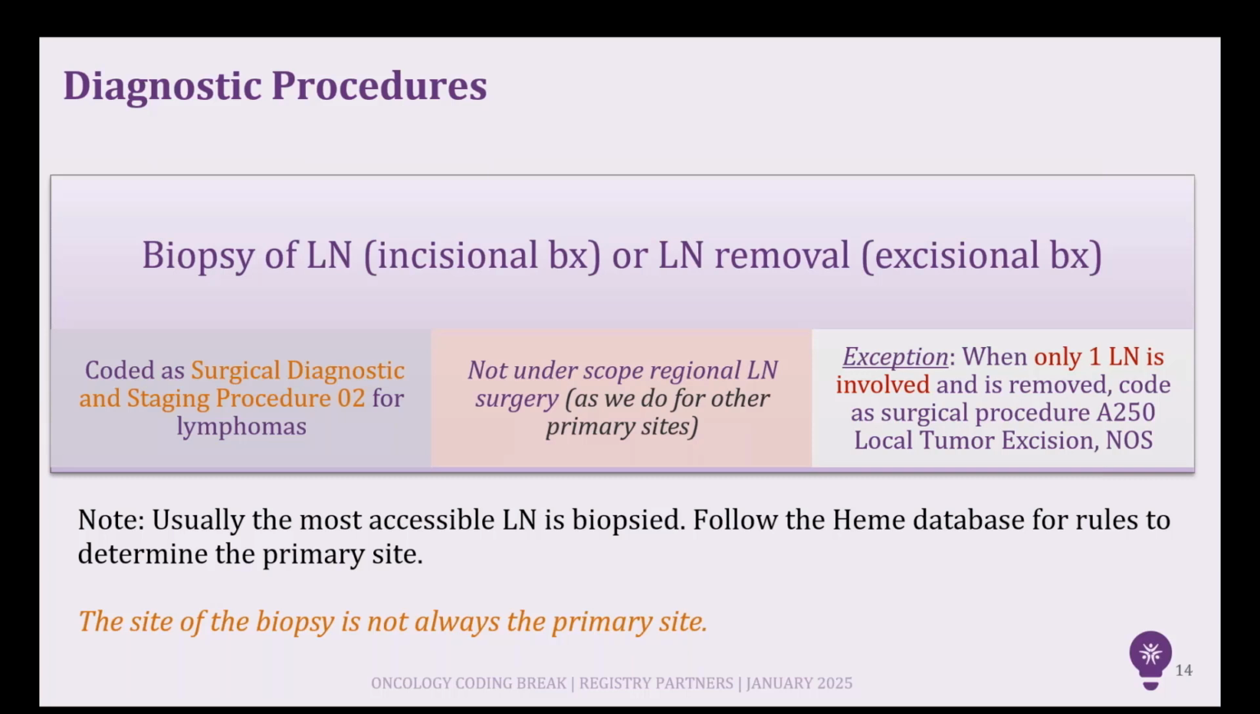It's also important to note that physicians usually biopsy the most accessible lymph node, and this does not mean that that lymph node should be coded as the primary site. So remember to always use the heme database and follow our rules to determine the correct primary site.